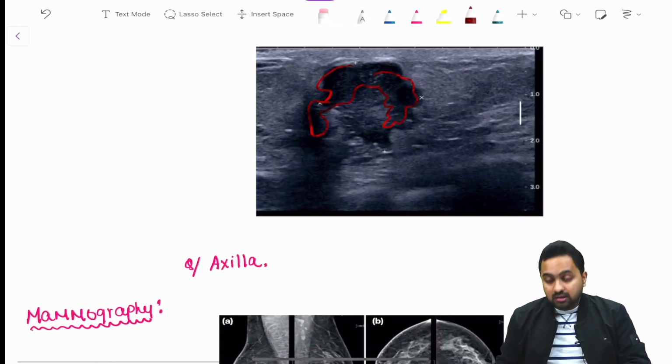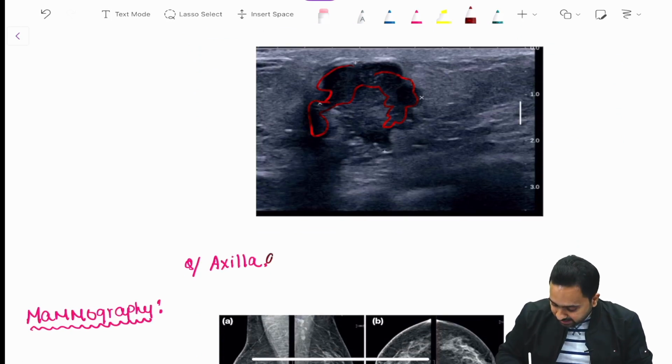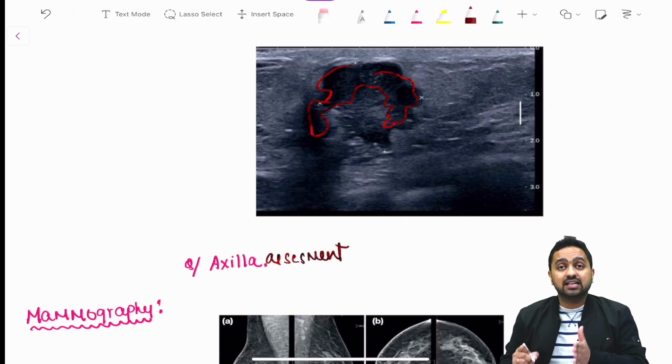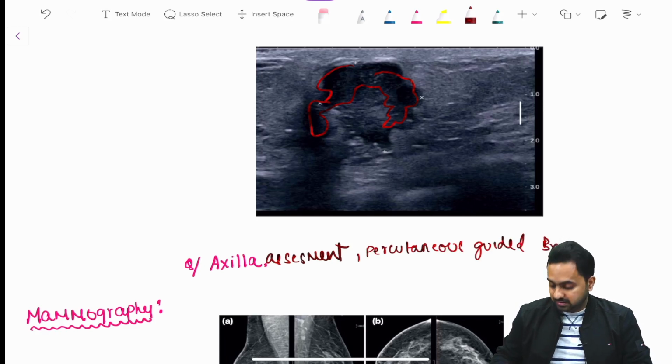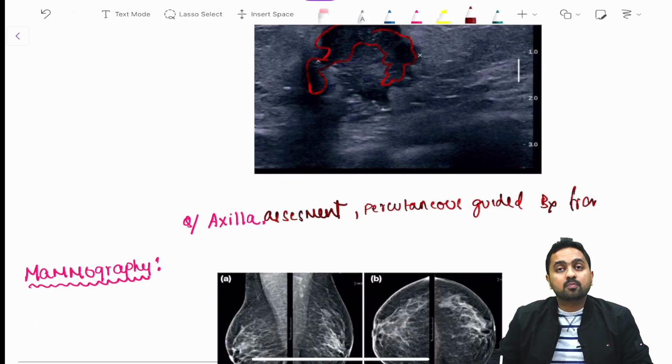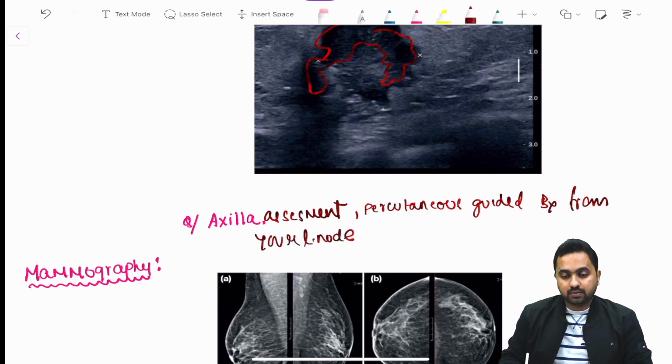Now another advantage of your ultrasonography is that it helps in your axilla assessment, and where needed, in a suspicious lymph node, it can go for a percutaneous guided biopsy from your lymph node. Right.